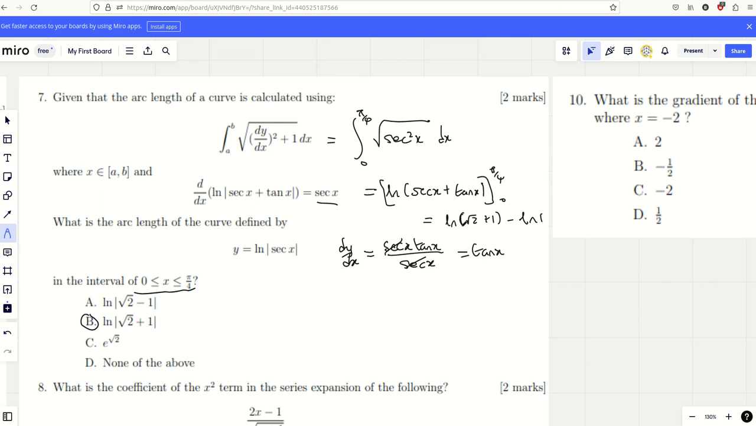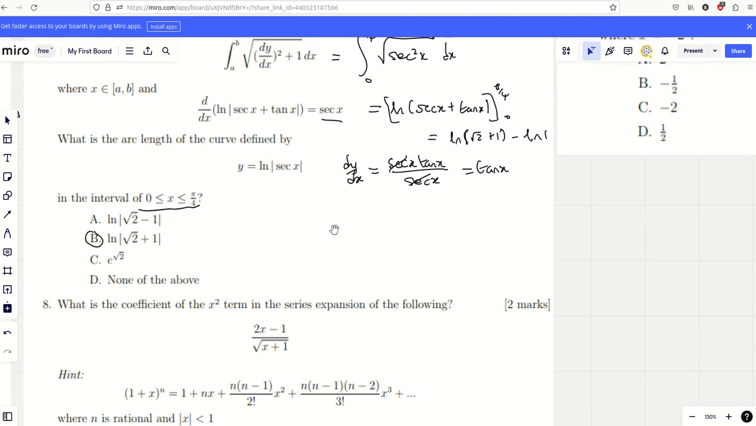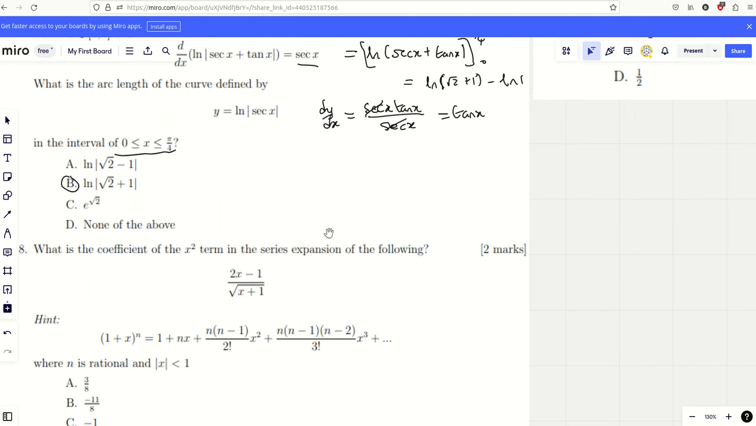Oh, and I should have put these in a modulus as well, that's true, but, well, actually, no, I shouldn't. Why, what would be the need to? Root 2 plus 1 is positive, so that seems unnecessary. So, yeah, that answer is going to be B, I think.